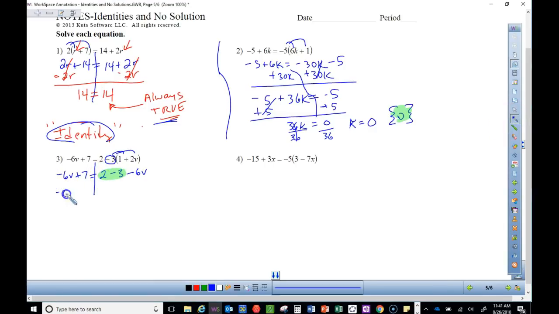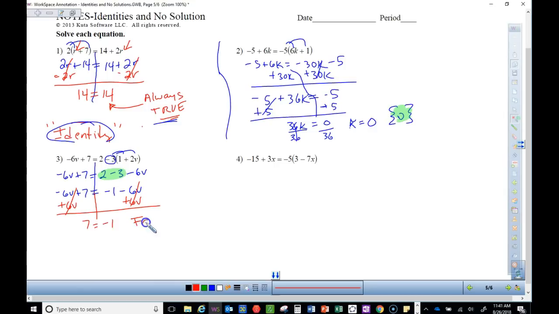So this side will stay the same. These constants will go together. 2 minus 3 will be negative 1 minus 6v. Okay, so now we're going to go ahead and get our variables on one side. So I'll add 6v, add 6v. So they both cancel. So I end up with 7 equals negative 1.